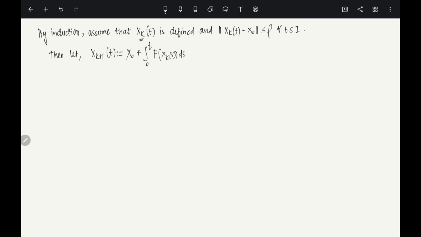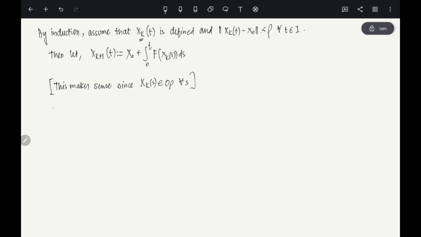Now you see, this will make sense. Why? Since xk of s is in O rho for all s, all of this f acting at xk of s is defined properly. So it's not a problem.